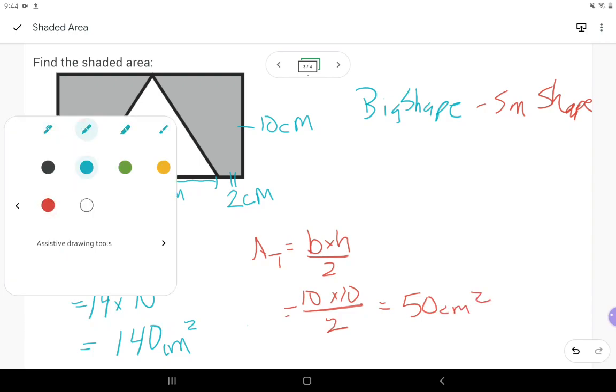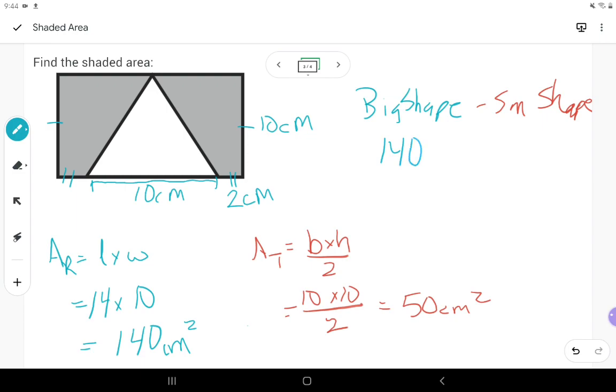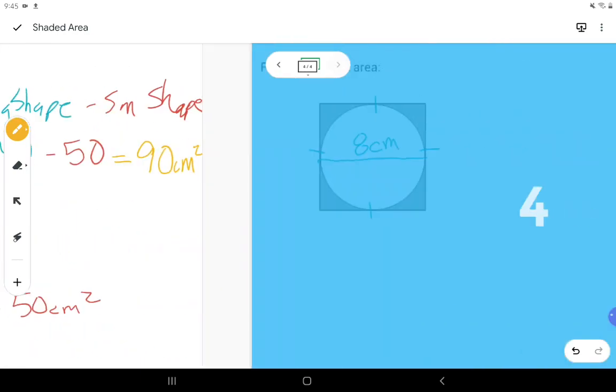So my big shape was the rectangle, that's 140. The smaller shape was the triangle, that one's 50. And when I subtract them in total, I am left with 90 centimeters squared. And that represents the shaded gray area. Find the area of the large shape, subtract the area of the small shape.